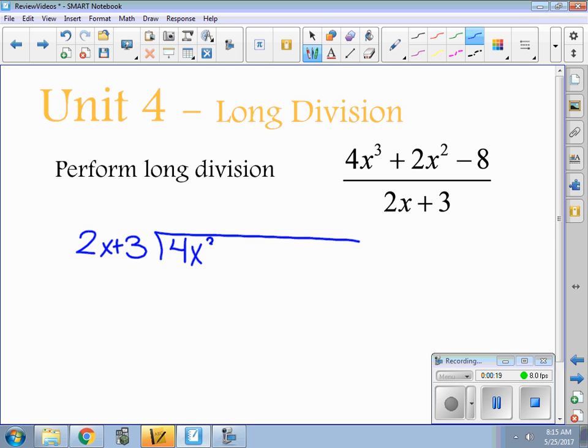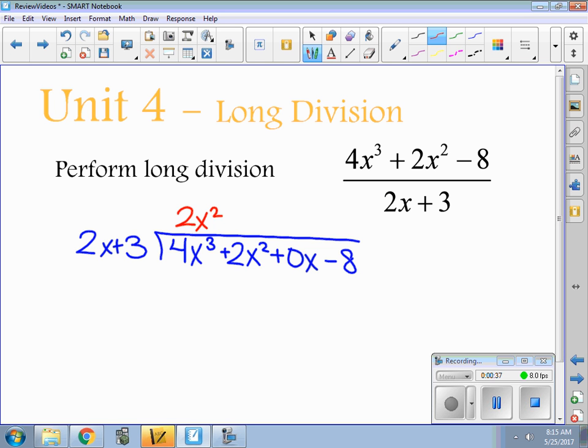We want to make sure that we represent each term. So we've got 4x cubed plus 2x squared. There is no x term, so we have to represent that with a 0x and then minus 8. Okay, what we're looking to do is figure out 2x times what will give us 4x cubed. So 2x times 2x squared will give us 4x cubed.